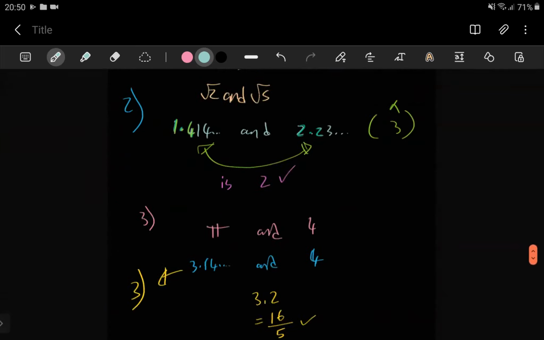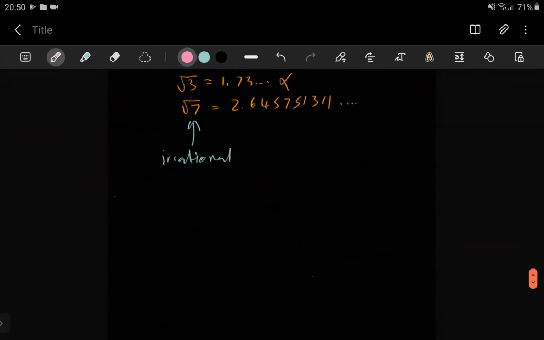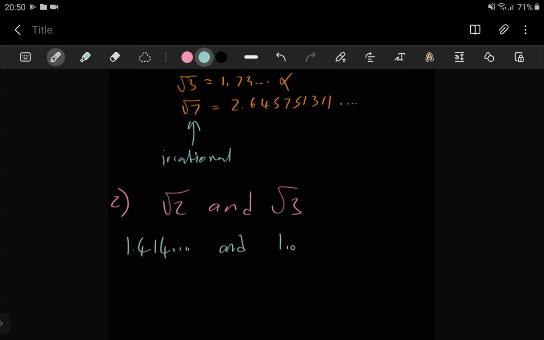The next one, we need an irrational number between square root of 3 and square root of 2. So again, all we do is write the numbers as decimals. It will make your life a bit easier. Square root of 2 is giving us 1.414 dot dot dot, and square root of 3 is giving us 1.732 and so on. So you just want an irrational number between these two.